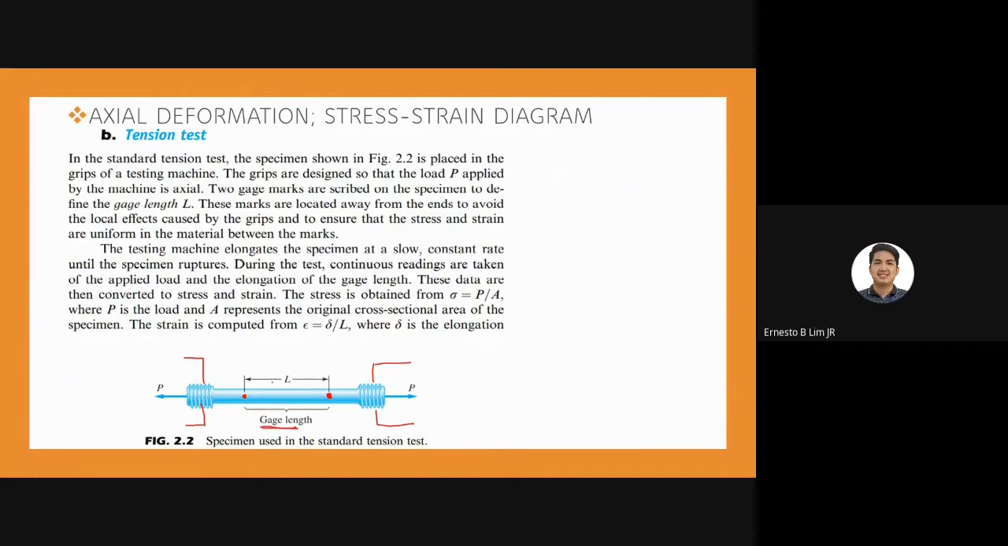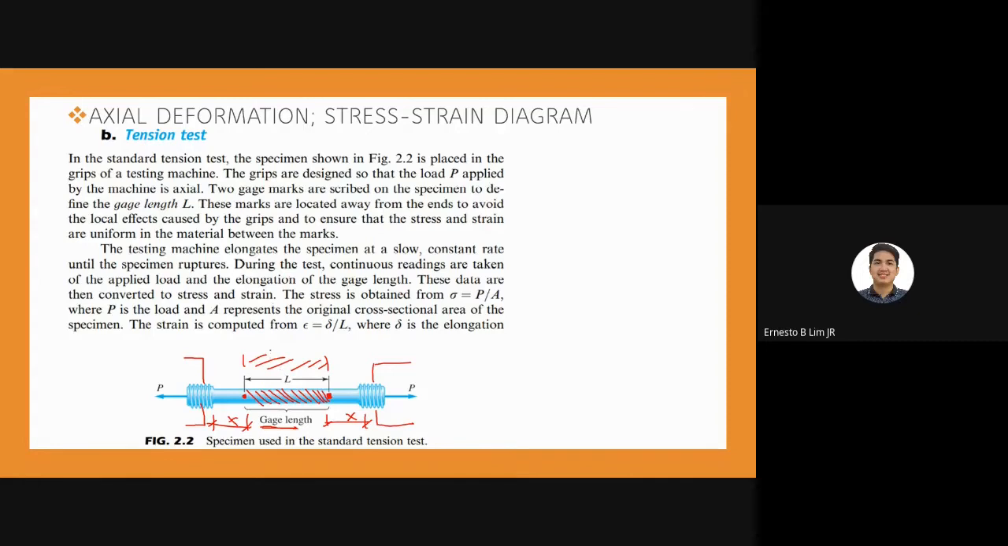These marks are located away from the ends to avoid the local effects caused by the grips and to ensure that the stress and strain are uniform in the material between the marks. Meaning this length L is the critical length in getting the results for your stress and strain. As you can see, there's a certain length x, an allowance of length x there, so that local effects of the grips will be avoided, and we can assure that the result will be uniform for both strain and stress.